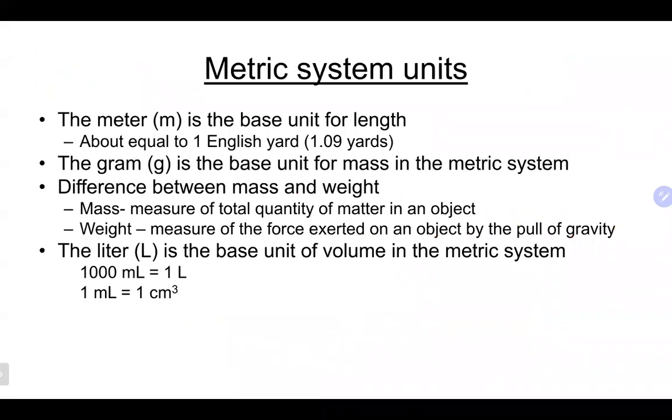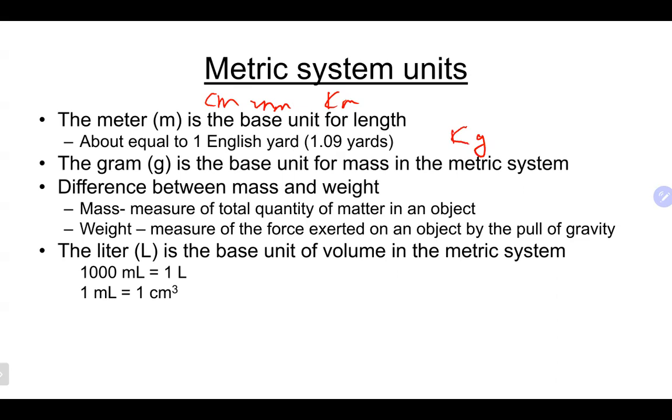So let's talk a little bit about some of the basic metric units. The meter is really the base unit for length. 1 meter is about 1.09 English yards. The gram is the basic unit for mass in the metric system. We definitely, in terms of length, use meters a lot in chemistry. We also use the prefix versions like centimeters, millimeters, and kilometers a lot. Gram, again, is a very common unit of mass. We also use kilograms very commonly, as well as a very common unit of mass.